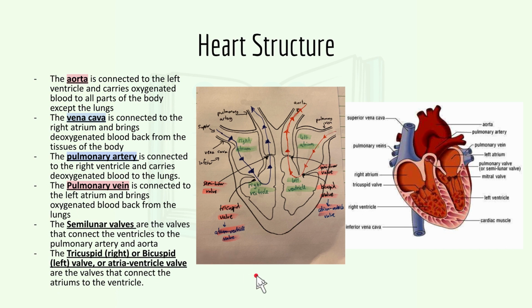So we move on to the heart structure. You can have a see the structure here and a more complicated structure over here. The aorta is connected to the left ventricle and carries oxygenated blood to all parts of the body except the lungs. The vena cava is connected to the right atrium and brings the deoxygenated blood back from the tissues of the body. You can read about the pulmonary artery, vein, semilunar valves, and the tricuspid or bicuspid valves. Here you can see the right atrium, the right ventricle, the left ventricle, and the left atrium. The left and right are inverted, because you can imagine this heart is directly facing you, so the left is this side and the right is this side.